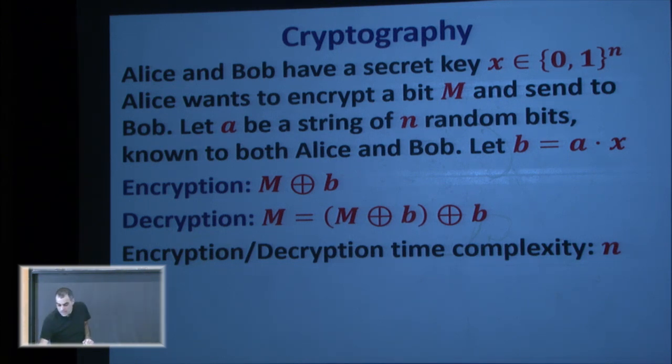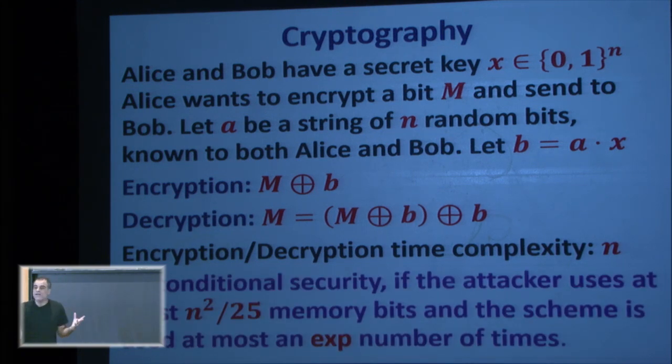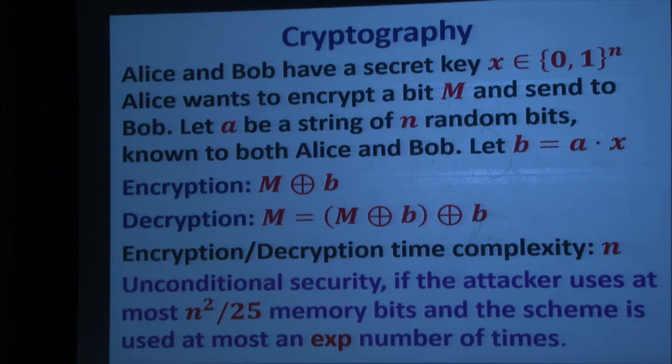And the claim is that this will be provably and unconditionally secure against an attacker as long as the memory of the attacker is of size at most n squared over 25, and the scheme is used at most an exponential number of times. So as long as the attacker uses at most n squared over 25 memory bits, and the scheme is used at most an exponential number of times, this is provably and unconditionally secure.